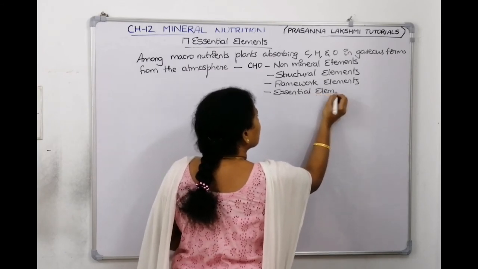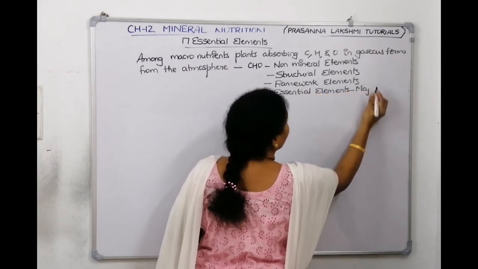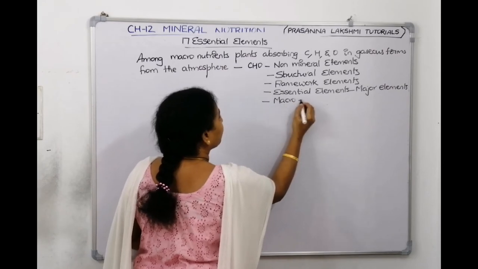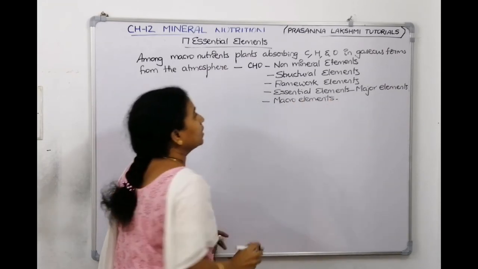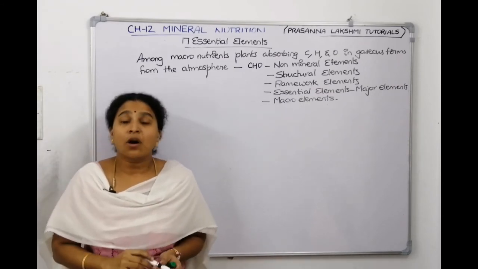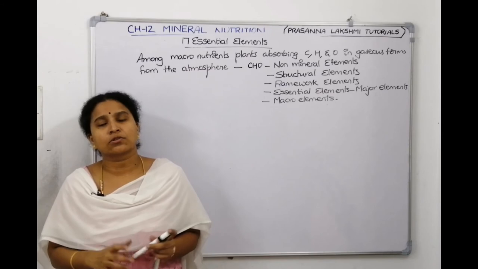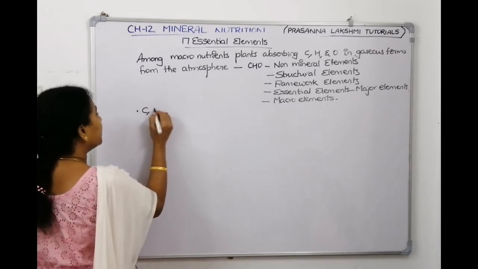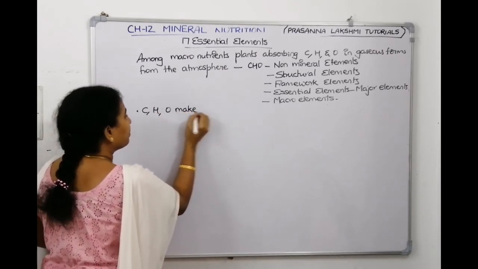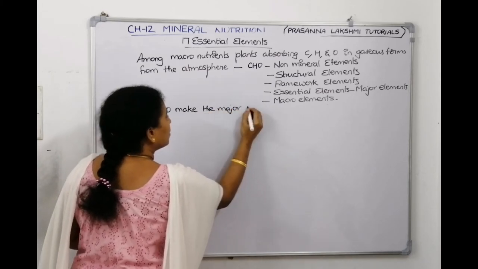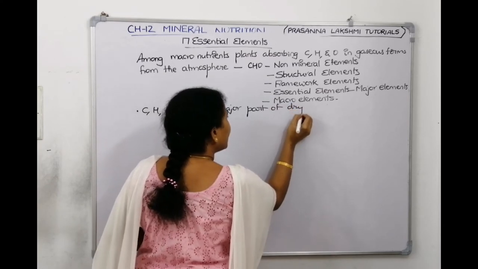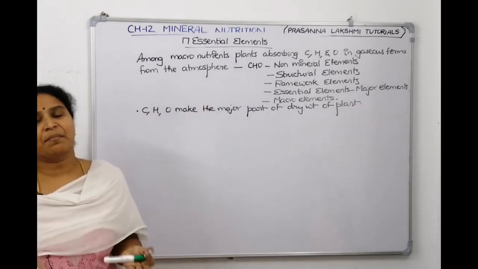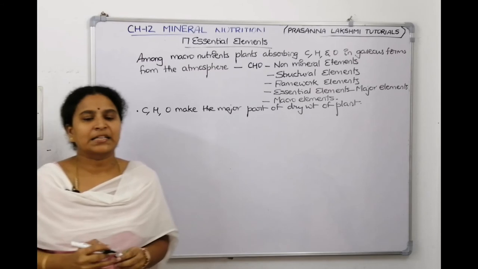Under essential elements, they are macro elements. They are major elements, meaning macro elements, right? And where do you find carbon, hydrogen and oxygen? They make up the major biomolecules. So they form the major mass. They make the major part of the dry matter of the plant. Why do they make the major part of the dry weight of the plant body? Because they are making carbohydrates, proteins, fats and nucleic acids.